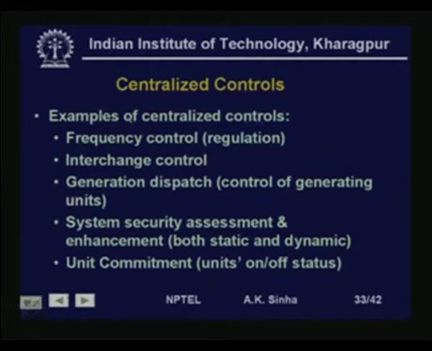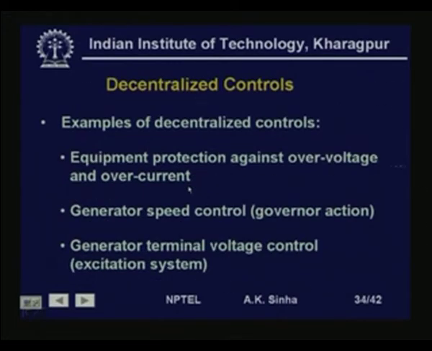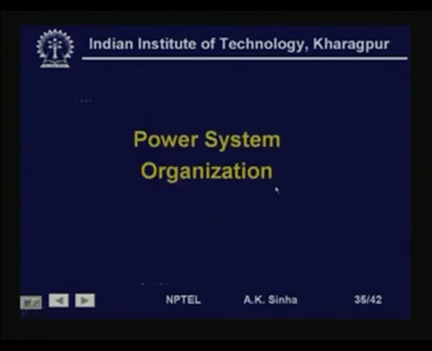Of course, for centralized control, we generally use frequency control, interchange control, generation dispatch, security assessment, and unit commitment. Whereas decentralized control, as we said, includes the speed governing system, protection system, and voltage control systems, such as automatic voltage regulators or the excitation control of each generator.